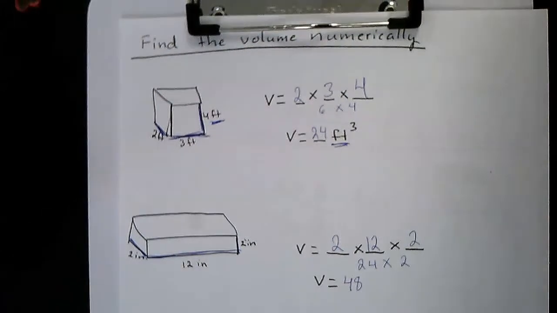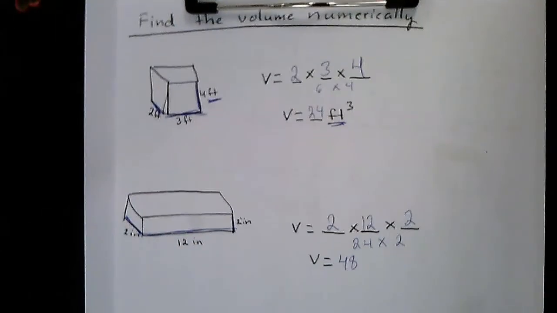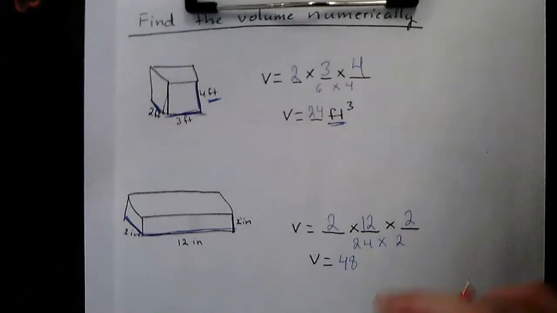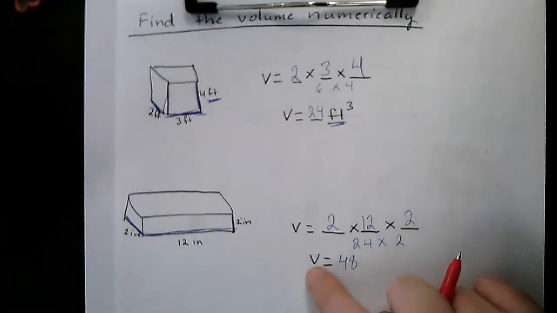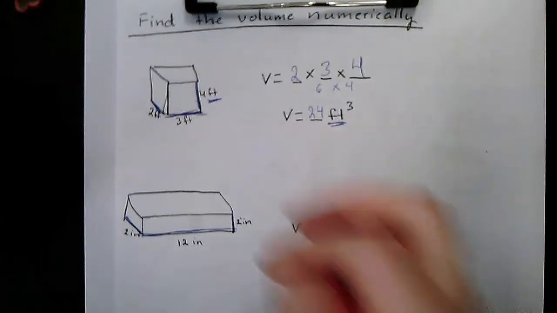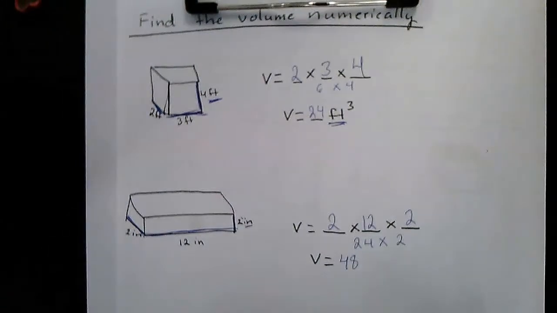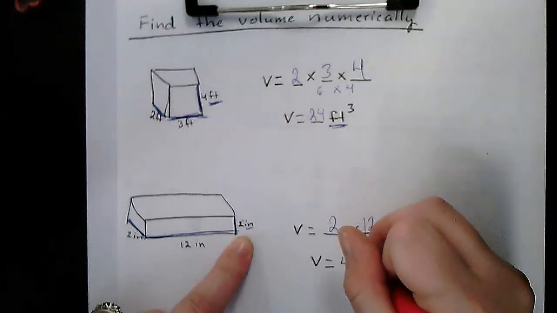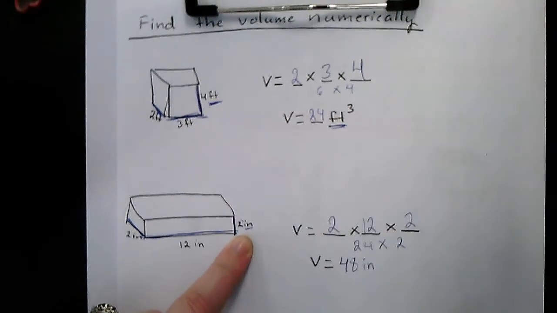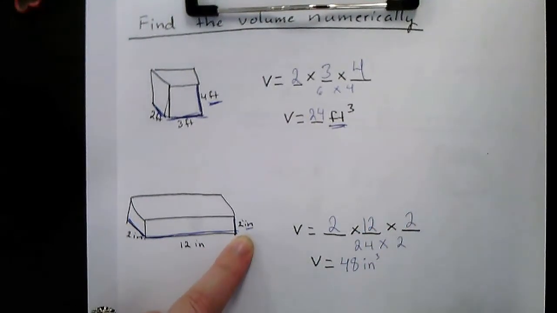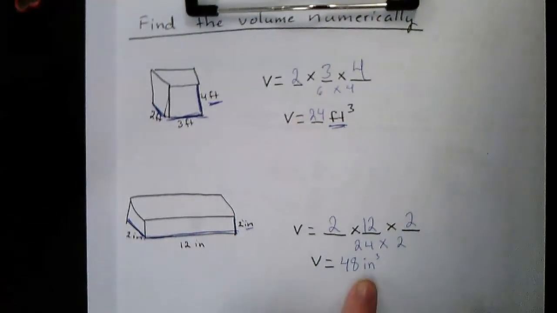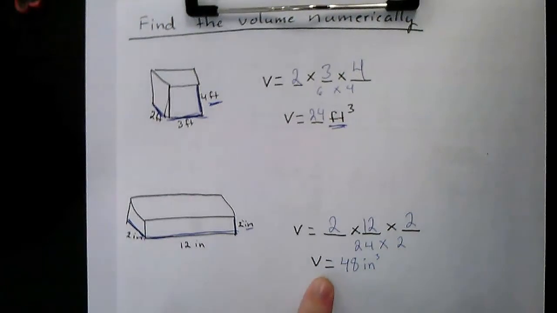But remember, we don't want to leave our answer looking like that, because if we leave it like that, then nobody's going to know what our units are or what we were solving for. So my volume equals 48. I'm going to look at what measurements we were using. We were using inches in this problem. So I'm going to write inches, or the abbreviation for inches. And then don't forget, since we're finding the volume of something, we need to put this little 3 here, so that I know it's 48 inches cubed. And that lets me know that I was solving for volume.